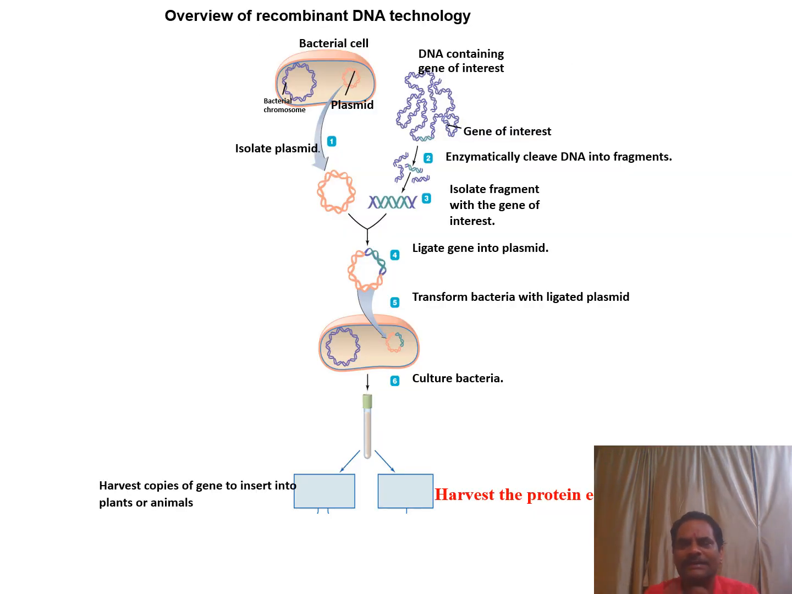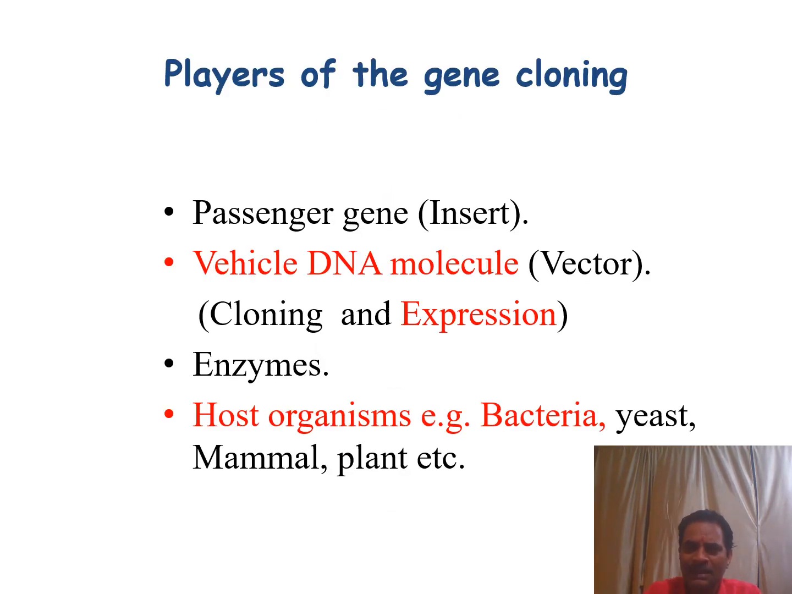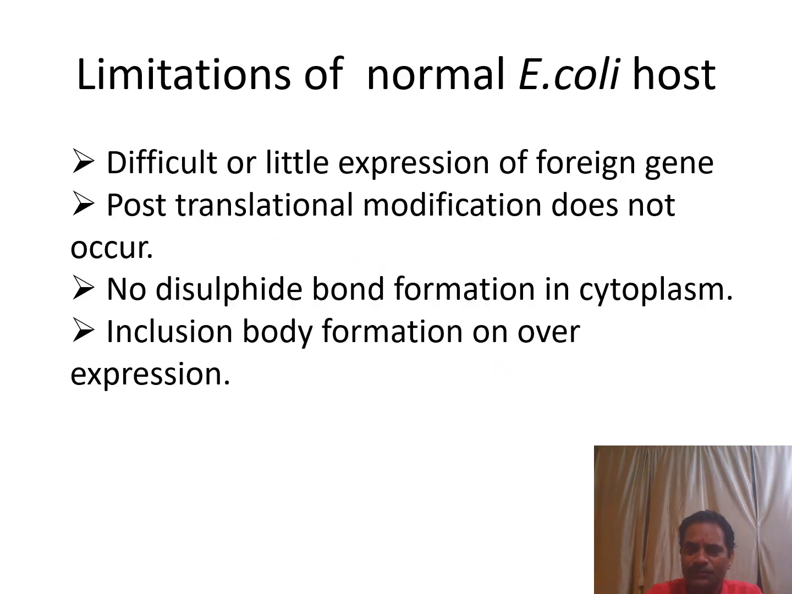We have already discussed, in the previous lecture, how we can clone. We can isolate our desired gene, and we have discussed how in the strategy of gene cloning, so there is no need to repeat this chapter. What are the players of gene cloning? Why should we use E. coli? We have already discussed.